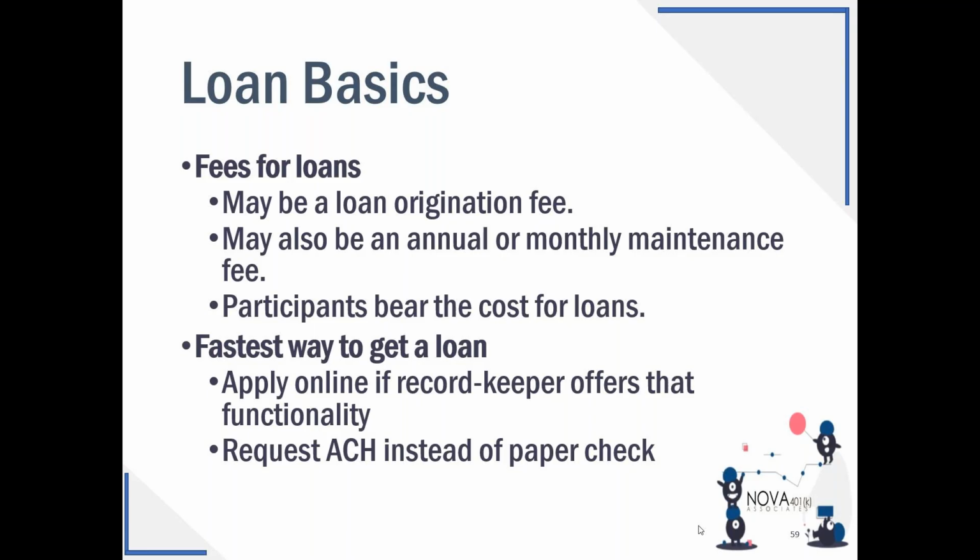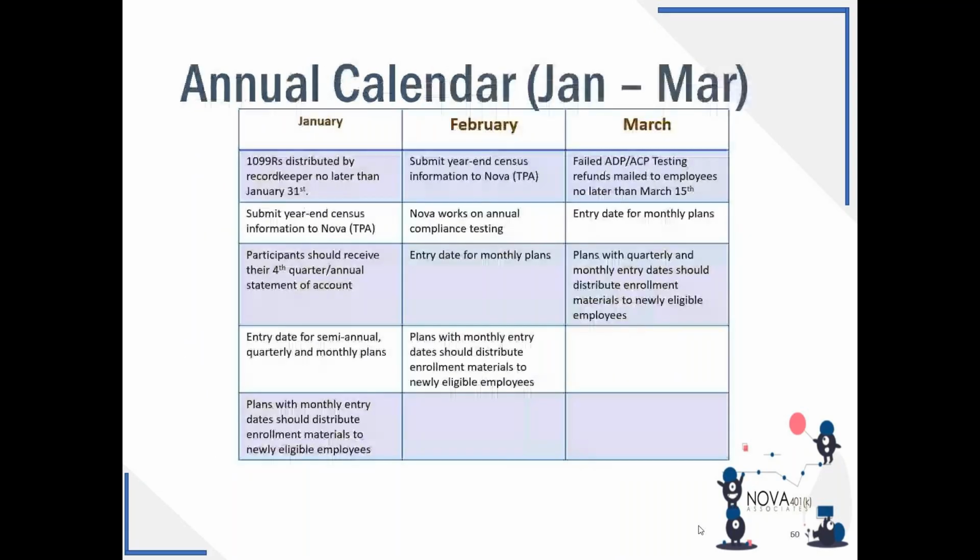The fastest way to get a loan is if you request it online through your record keeper, which many do offer. If not, it goes back to what we discussed before about distributions. You can request distributions through Nova Distributions, and we can help provide you with that loan paperwork. And of course, selecting ACH instead of a paper check is also a good way for participants to get that loan check quicker.